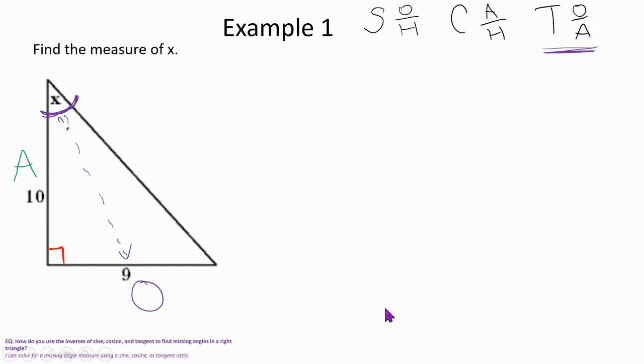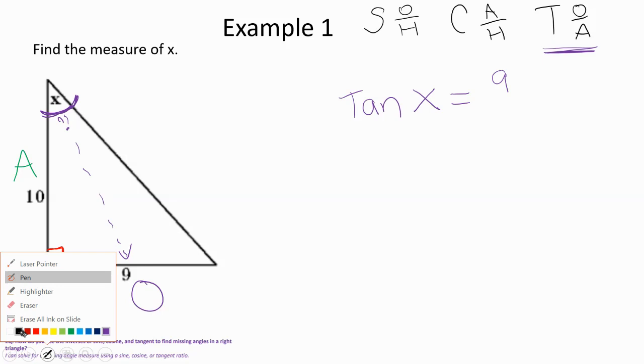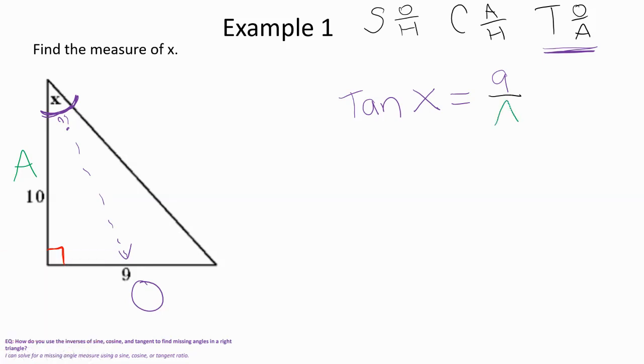All right, so here we go. We're going to go ahead and set it up. We're going to do tangent of x, that's our angle, is equal to the opposite, which is 9, over our adjacent. How long is that? That is 10. Length is 10.